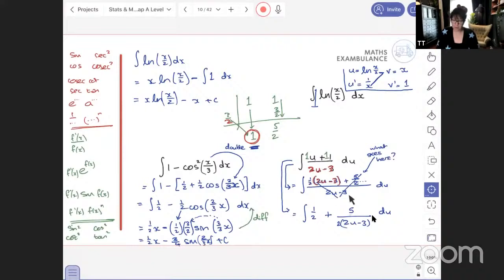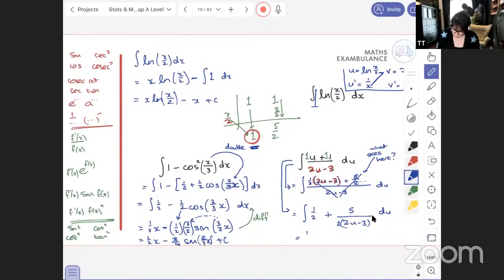Half of 2u minus 3 over 2u minus 3 is just a half, which is what pops out here. We halved it because of that 2 down there. And then the other bit, 5 over 2u minus 3, was the bit that we got here. So there's 2 ways of doing it, synthetic division and the sneaky little trick. The sneaky little trick is sometimes faster. Either of them is fine.